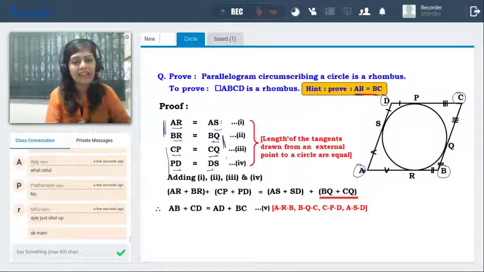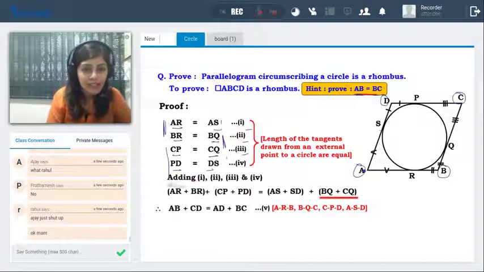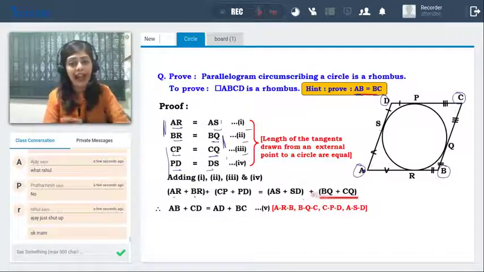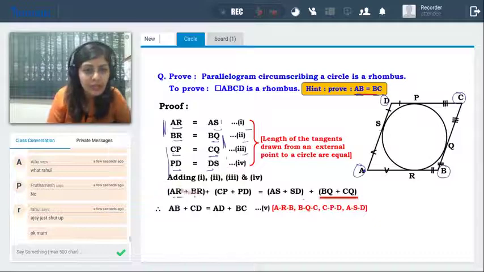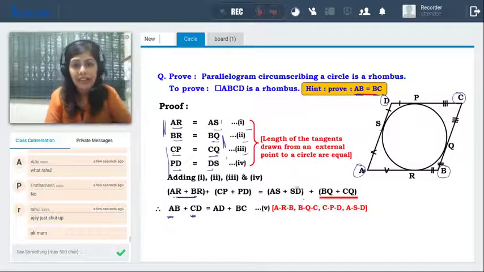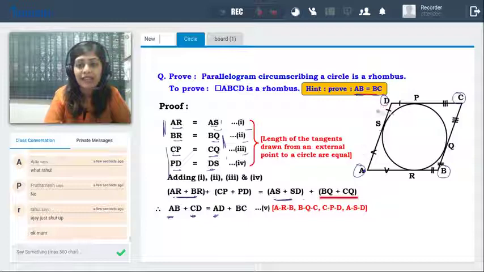Now, students, again, very easy. Let's add 1, 2, 3, 4. Before doing anything, let's add 1, 2, 3, 4. So AR plus BR plus CP plus PD, left hand side add on the left hand side, right hand side, we together add it on the right hand side. Now again, let's group it. AR and BR form AB. CP and PD form CD. On this side, we have grouped AS and DS, which forms AD. AS plus DS is AD and BQ plus QC is BC.